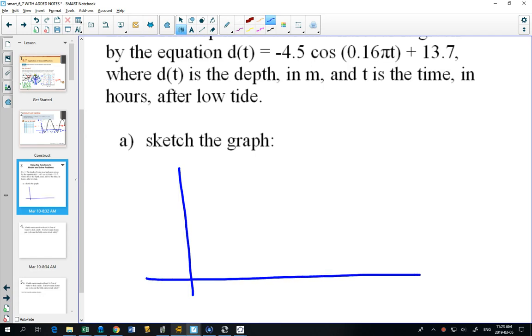When I draw my axes, I can already see that my center line is going to be at 13.7. So if I choose that somewhere along my y-axis, now I've sort of set a scale. My amplitude is 4.5. So if I go up 4.5, which would be approximately that far, and down 4.5, I can label my maximum at 18.2. My minimum is at 9.2.